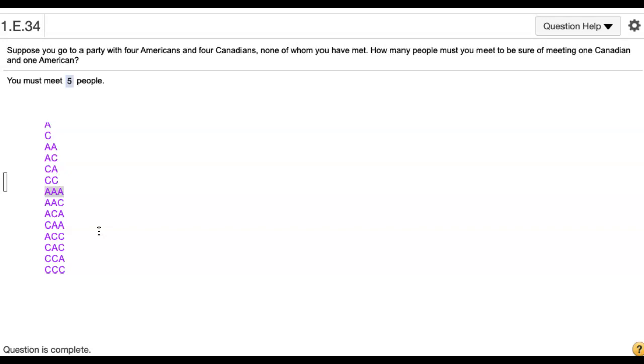So I can continue this systematic listing of all the different options. And I could go through with 4 people, with 5 people, but we find that 5 people is when that would happen. So at 5 people, I could meet 4 Americans, but that 5th person has to be a Canadian because there is a limit of only 4 Americans at the party. So at this point, I've got at least one scenario where I'm guaranteed to meet 1 American and 1 Canadian, and that happens when I meet at least 5 people.